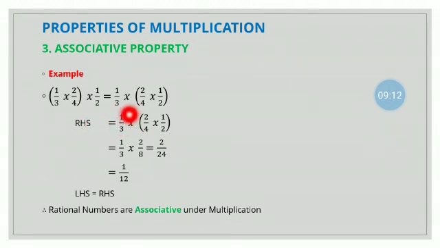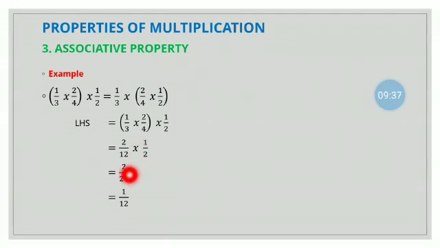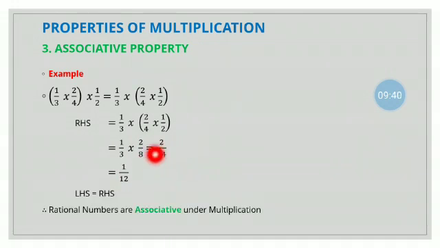RHS equals 1 upon 3 into bracket 2 upon 4 into 1 upon 2. Now we have 1 upon 3 into, we will solve the bracket first. 2 ones are 2, 4 twos are 8. So now again we will multiply with 1 upon 3. So 2 ones are 2, 3 into 8, that is 24. So I got the answer 1 upon 12. As in LHS I got 1 upon 12, RHS also I got 1 upon 12. Therefore, LHS equals RHS. Rational numbers are associative under multiplication.